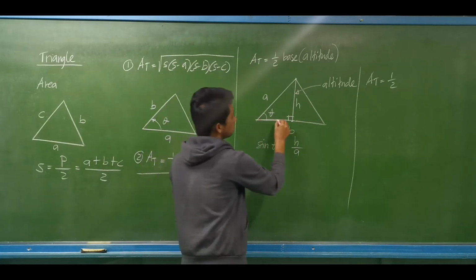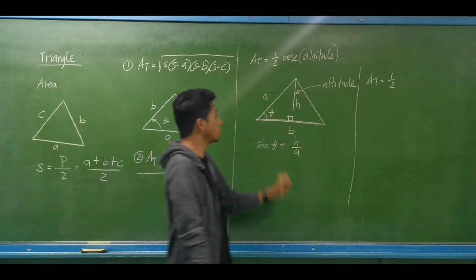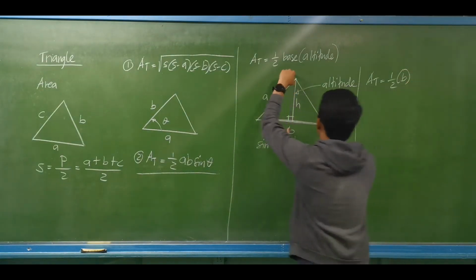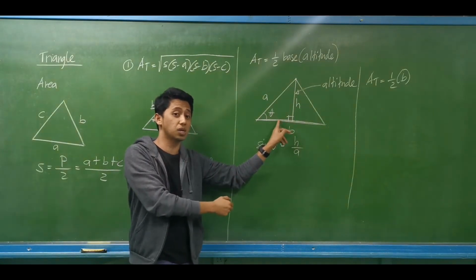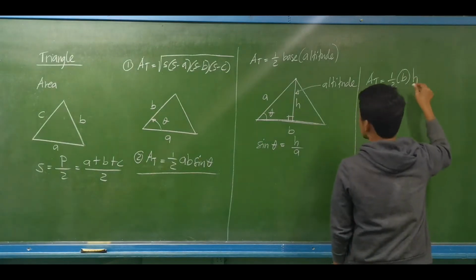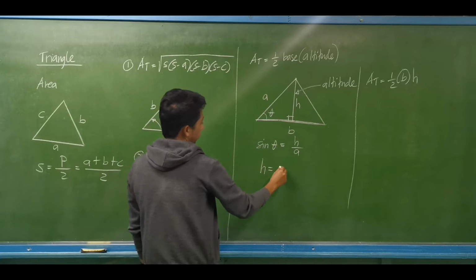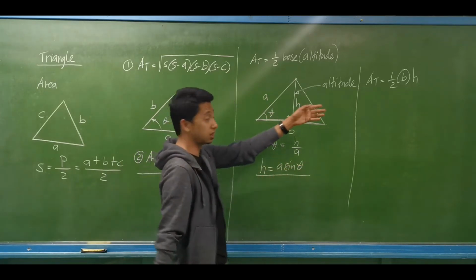So, pwede kong gamitin yung side na to as the base, which is side B, multiplied by its altitude. Pag sinabing altitude, perpendicular line segment sa isang side ng isang triangle. So, that is multiplied by H. Mula dito, ano yung equivalent ni H? We have H equal to A sine of theta. So, i-substitute lang natin doon.